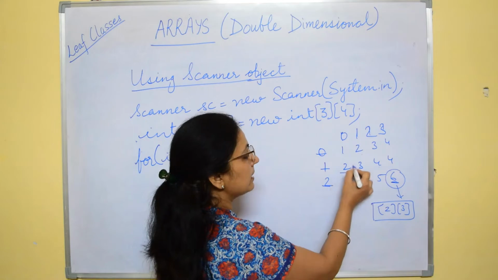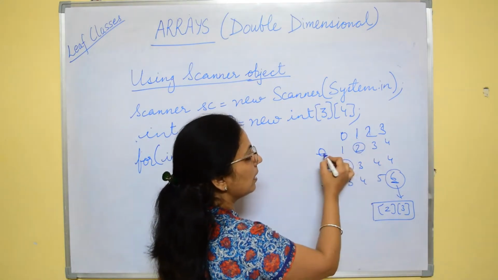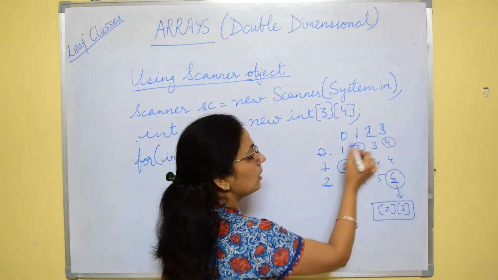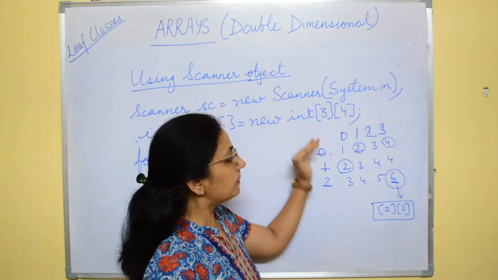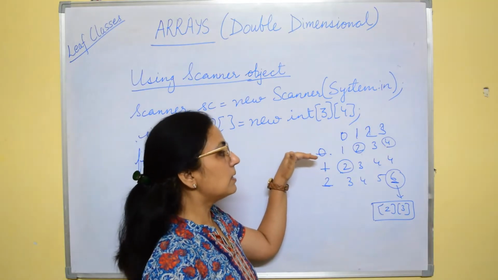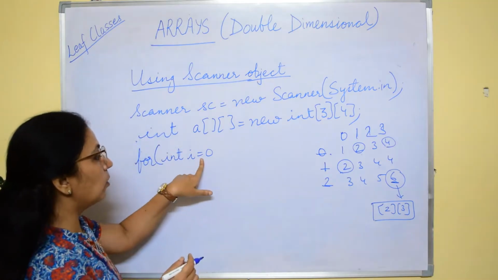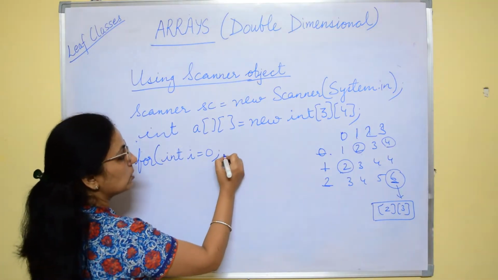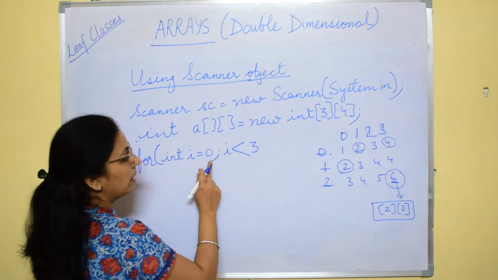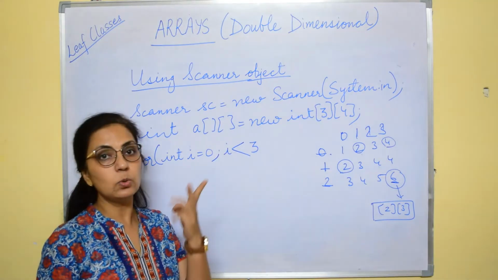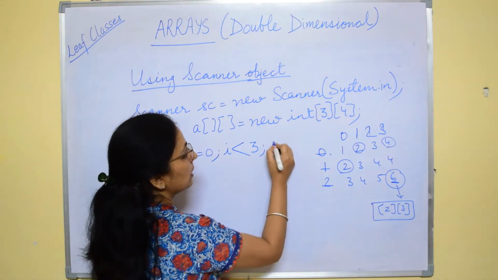If you take this element, its position will be 1, 0. If you take this, it will be 0, 1. This is 0, 3. Like this, the values are stored starting from 0th row and 0th column. So we'll be taking the loop from 0, I equals to 0. It will go till less than row number. That means 0, 1, 2, 3 times the loop will be executed.